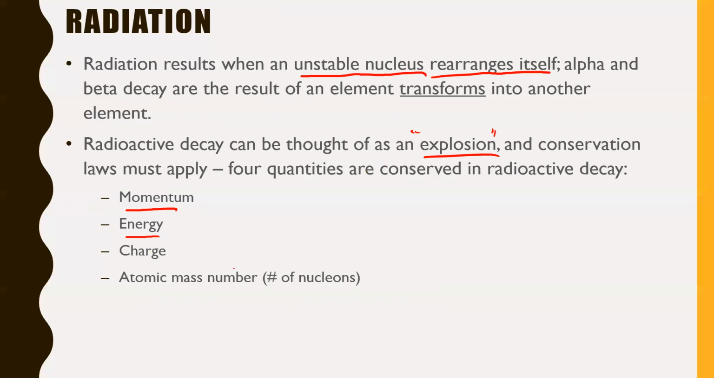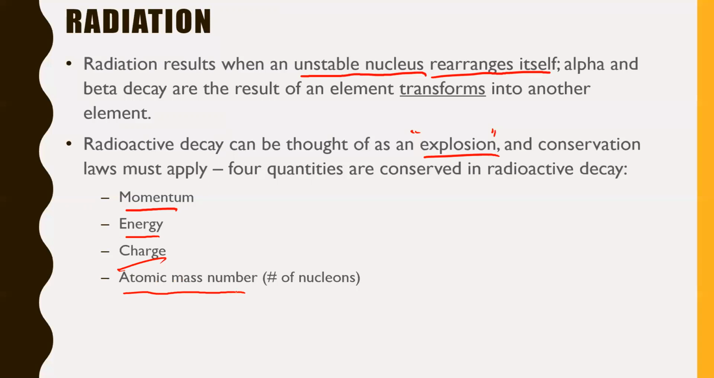Energy, of course, is always conserved as well. The amount of energy that was stored in the original nucleus still needs to exist somewhere else after this is all said and done. So you have to account for all your energy being the same. Charge has to remain the same. Remember, protons have a positive charge. So if you're emitting an alpha particle, you're emitting 2 protons and 2 neutrons all at once. That's a net charge of 2 positive. There has to be an account for it somewhere, right? It has to come from somewhere.